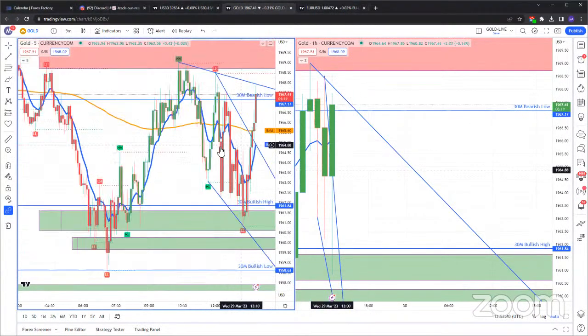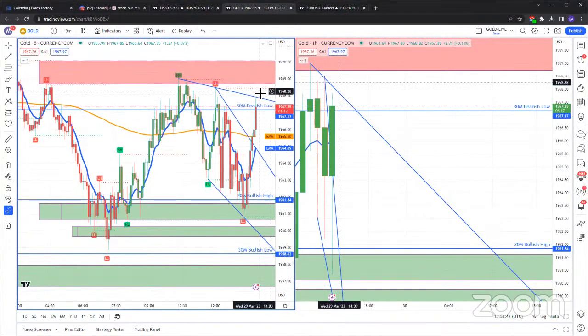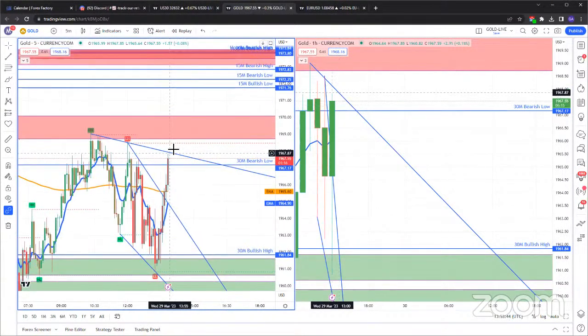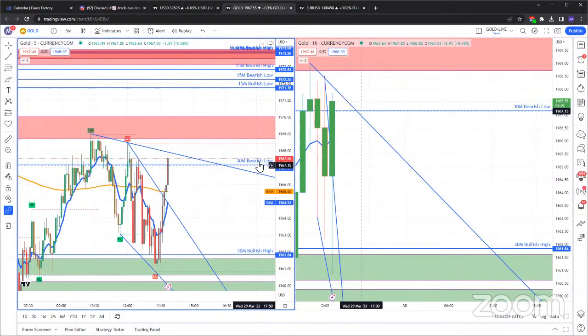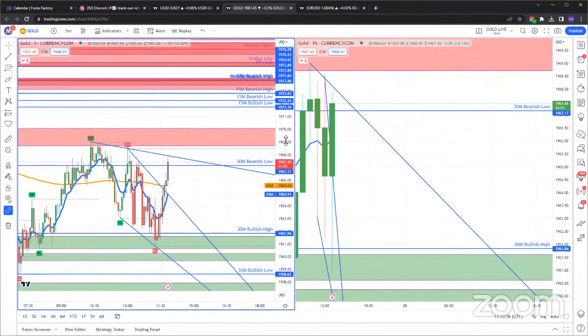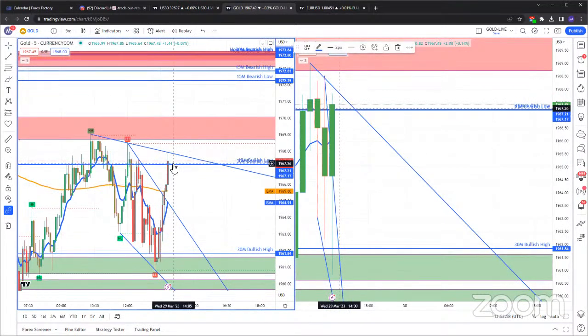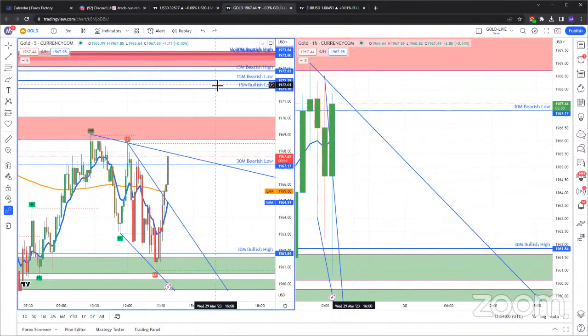Let's see where gold is likely to go. So we have this 30-minute bearish low. A sell on gold would be if this trend line holds, and then we get a 5-minute candle retesting this trend line. And here, keep in mind, if you have a 30-minute bearish low, we do have a 30-minute bearish high, which I think is around up here. The 30-minute bearish high is around 1974. The bearish low is around 1967.